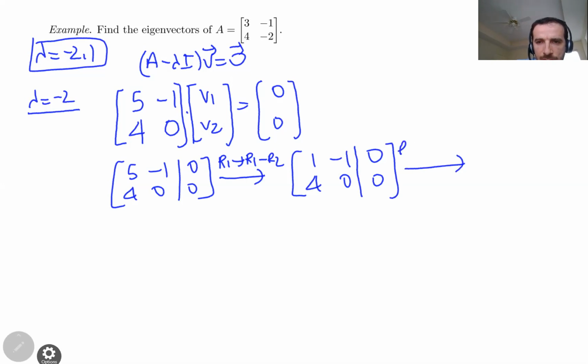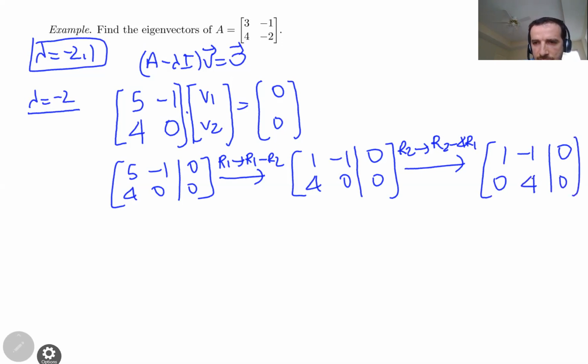So row 2 will be row 2 minus 4 row 1, right? 1, negative 1, 0, 0. And if I multiply this with negative 4, it will be 4, right? 0. And I have to make this entry 1.